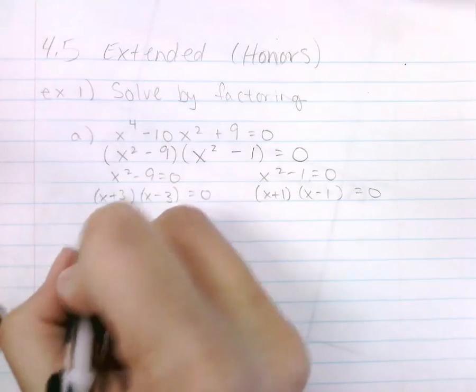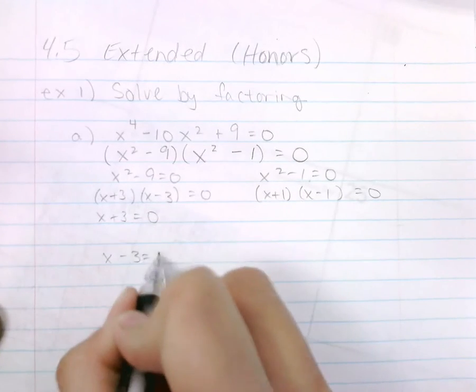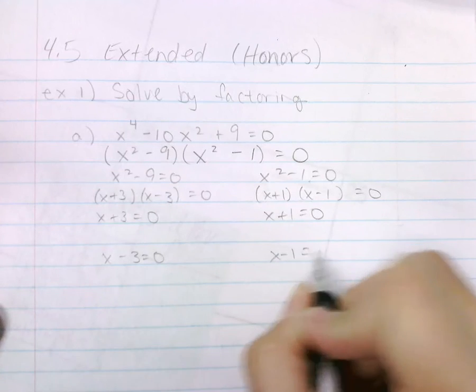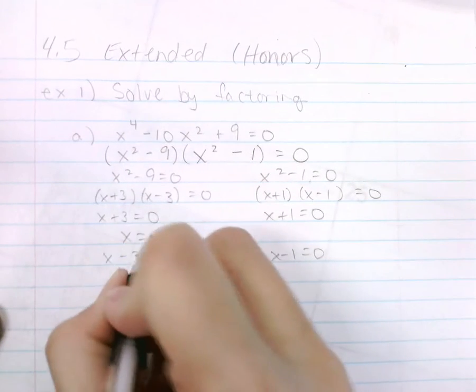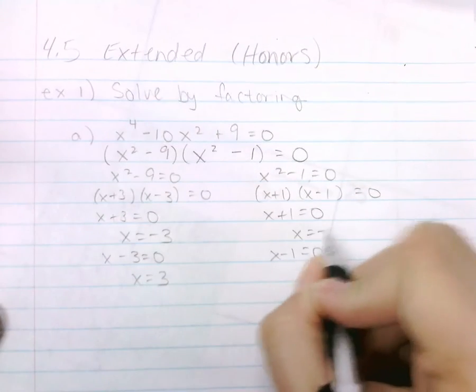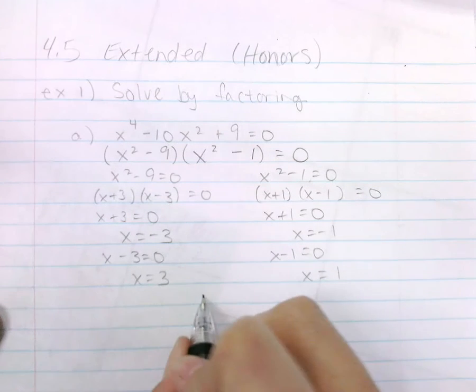Okay. Then you set each one of those equal to 0. So here we get negative 3 and 3. And here we get negative 1 and 1. So you have 4 total answers.